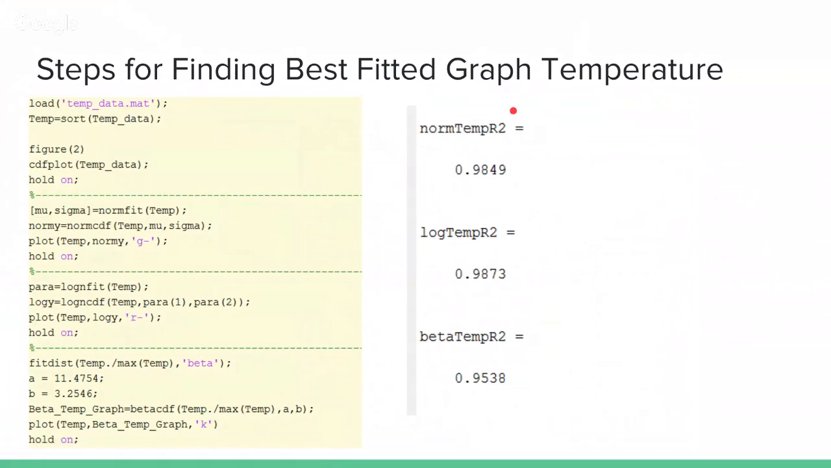And then we had our adjusted R2 values to actually find what the best fit was numerically. So we had a MATLAB script that calculated these. And essentially, the closer a value was to 1, the better fit it was. So if you look, 0.9873, that's the closest to 1 out of these 3 values. So our log normal ended up being the best fit.